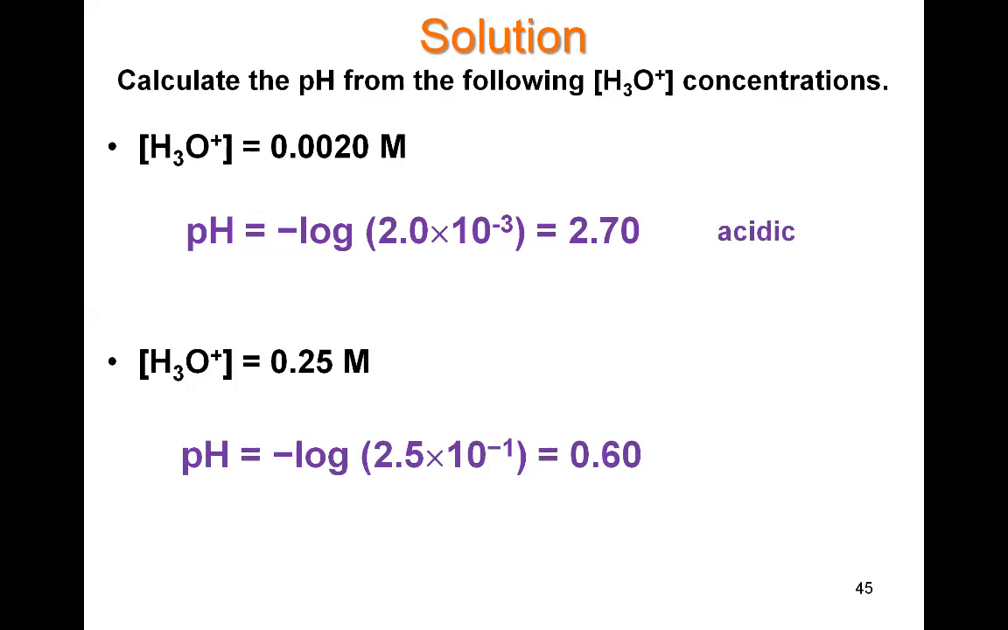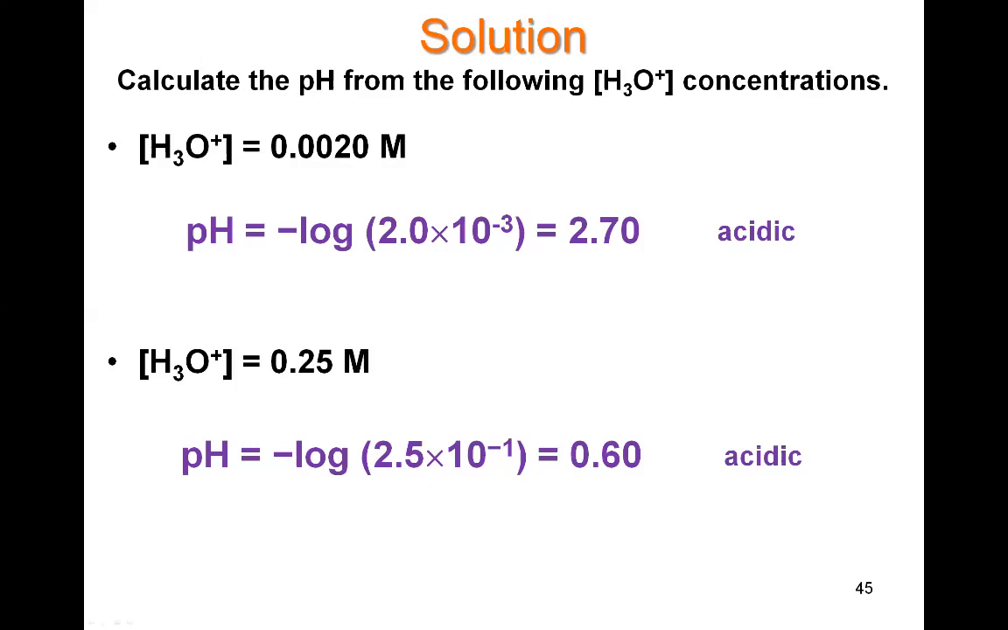And by the way, is this acidic or basic? A pH of 0.60. This is very acidic, right? And our previous solution was also acidic because pH was below 7. So pH is below 7 in both cases. So we have 2 acidic solutions here.